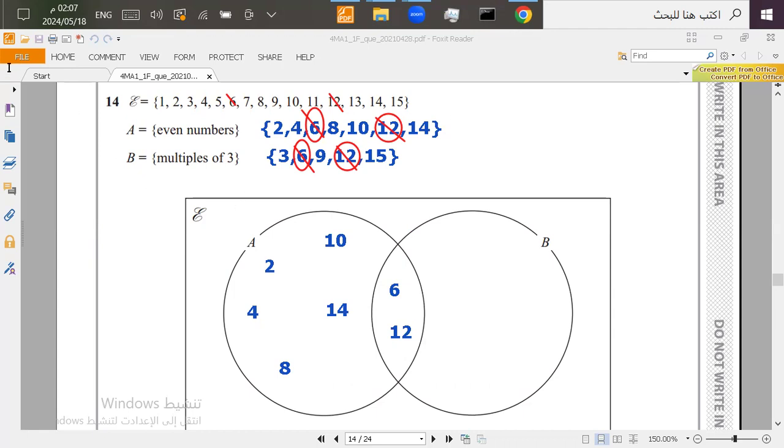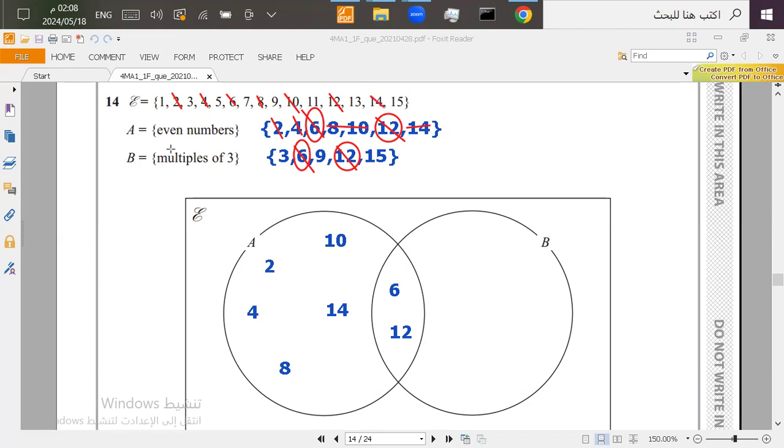Now, because we wrote them here, we have to remove them from the universal set. So these numbers, 2, 4, 8, 10, and 14, we have to remove them from the universal set.